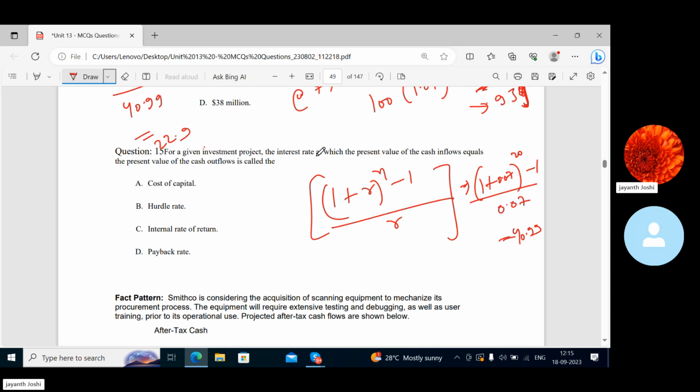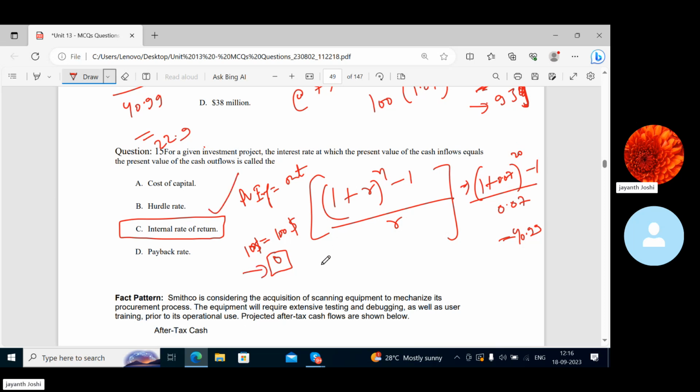For a given investment project, the interest rate at which the PV of inflows is equal to the outflow. Can I say this is IRR? Suppose you have invested $100 and you have also got $100. So the difference is zero. That is NPV, right? The interest rate, or the cost of capital, or the discount factor at which your NPV is exactly equal to zero is your IRR.